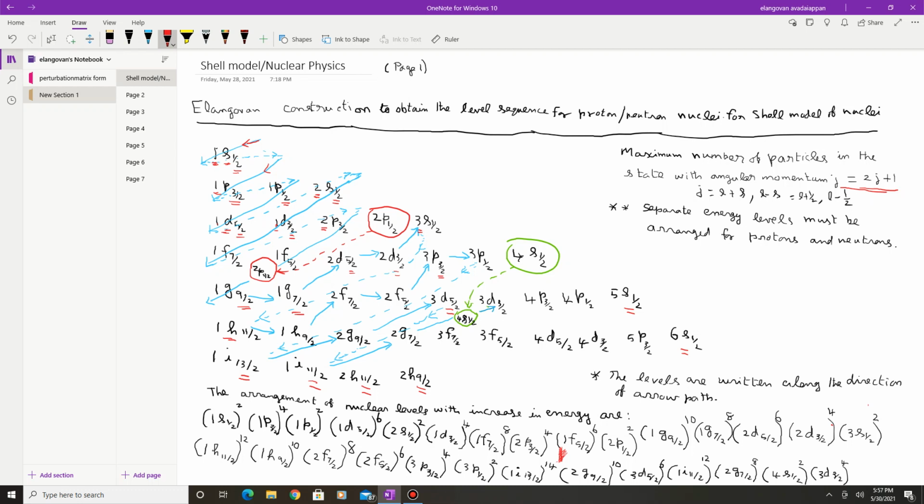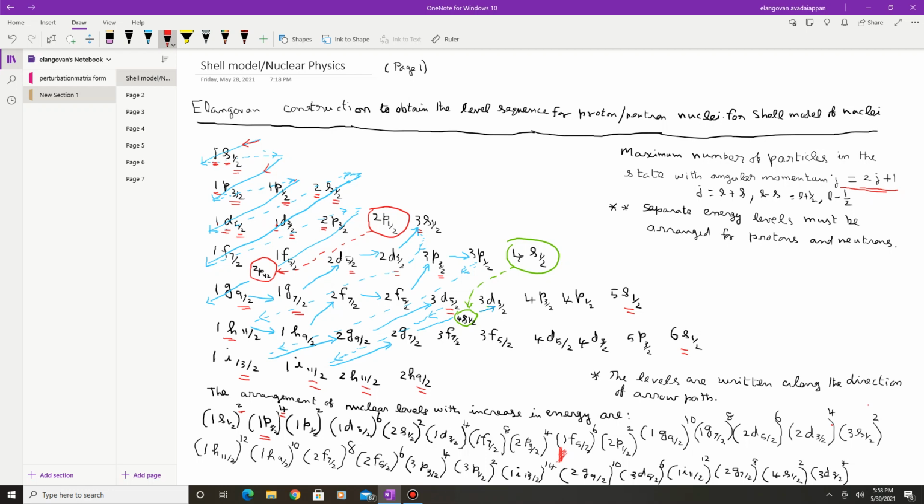So when J is equal to half, 2J plus 1 is 2. Therefore, this is 2, 1 is half. So this is the total number of particles that can be occupied in this state. Then, let us move along this direction. So this is 1p 3 by 2. Since J is equal to 3 by 2, the total number of particles, 2J plus 1, is 4. So after going here, again you move along this direction of the arrow.